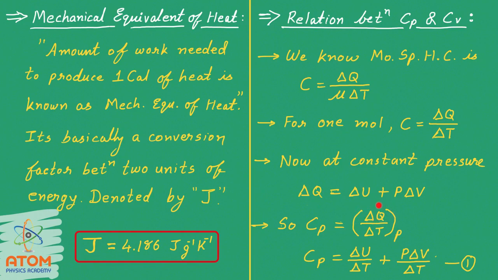So at the place of delta Q here, I will place delta U and P delta V. So I am getting the equation of Cp. Cp is equal to delta U upon delta T plus P delta V upon delta T. Let us name this equation as equation number 1.